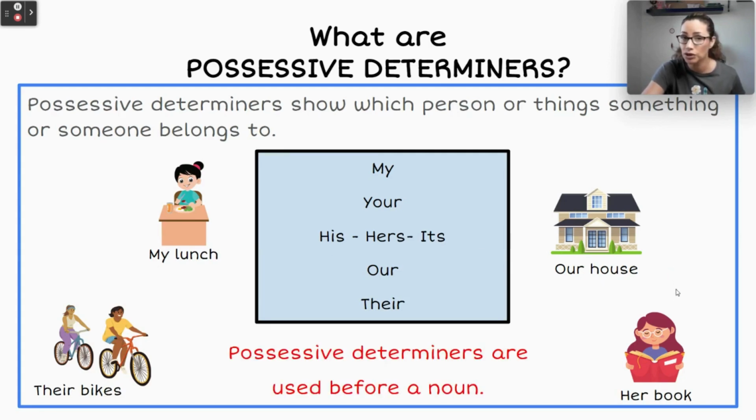Another thing I want you to notice is that they are being used before the noun. Sustantivo. Antes del sustantivo. Before the noun. Lunch is the noun, and you put my before. House is the noun, and you put our before house. You could say my house, your house, his house, her house, its house. You are going to be placing these determiners before the noun.